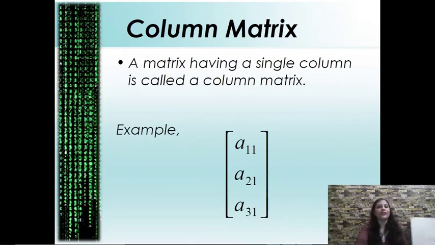Similarly, a column matrix will be just a single column. There will be many rows. Like here we have 3 rows. a11 represents one row. a21 represents another row. a31 represents a third row. But column wise it is just a single one.